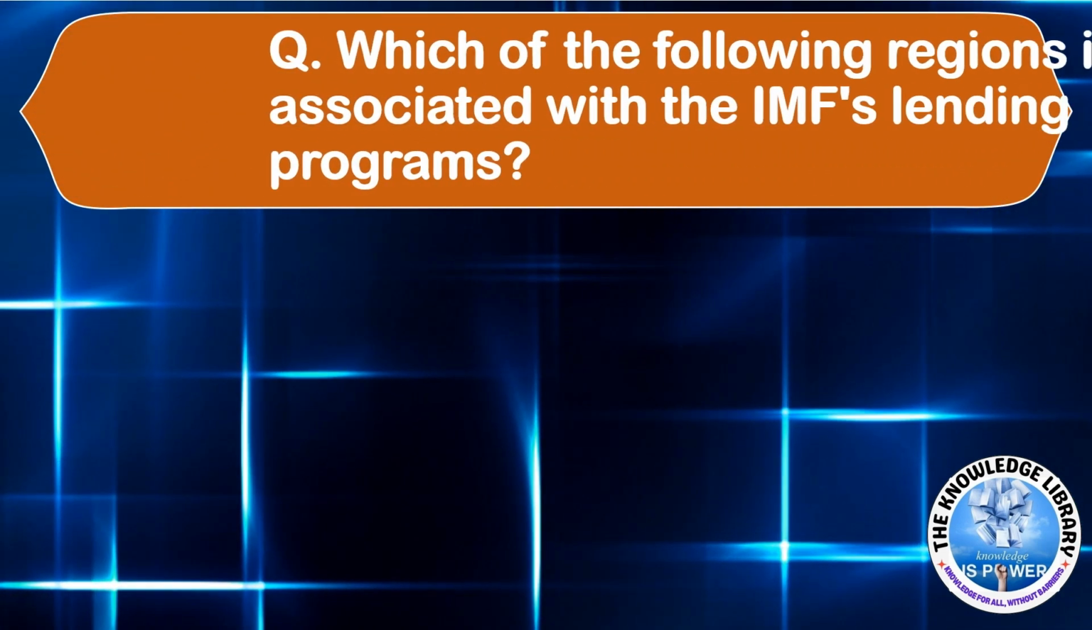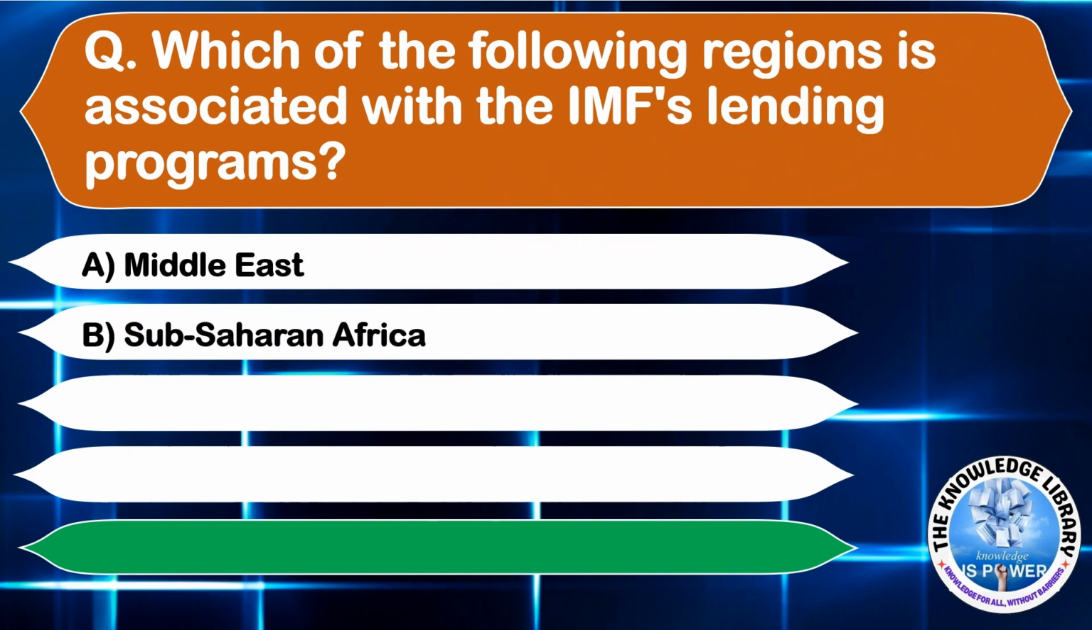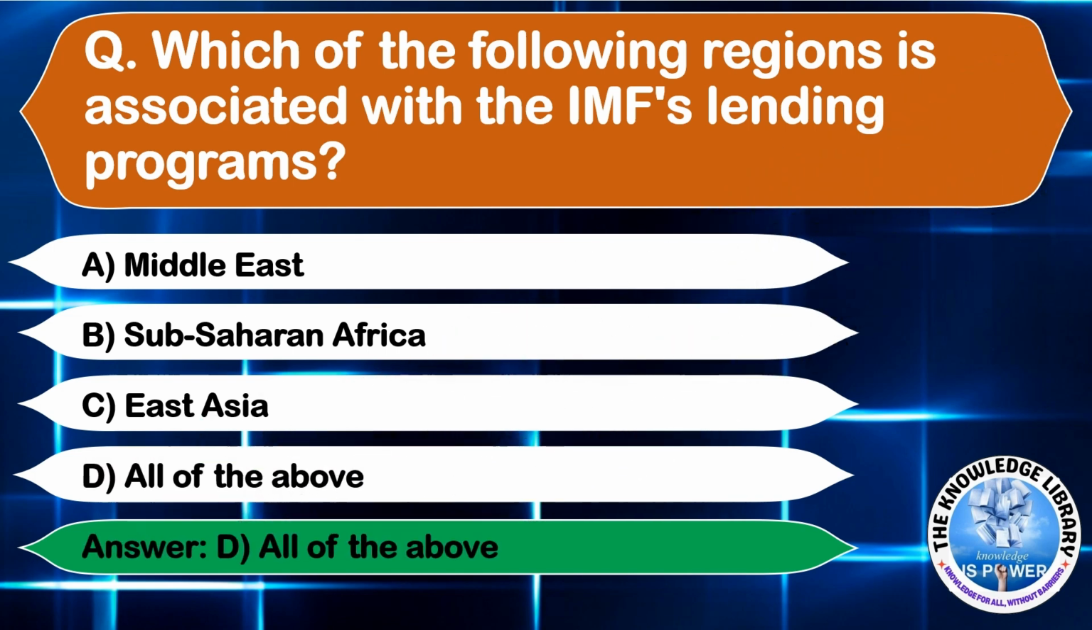Next question is, which of the following regions is associated with the IMF's lending programs? Option A, Middle East, option B, Sub-Saharan Africa, option C, East Asia, option D, all of the above. Answer is option D, all of the above.